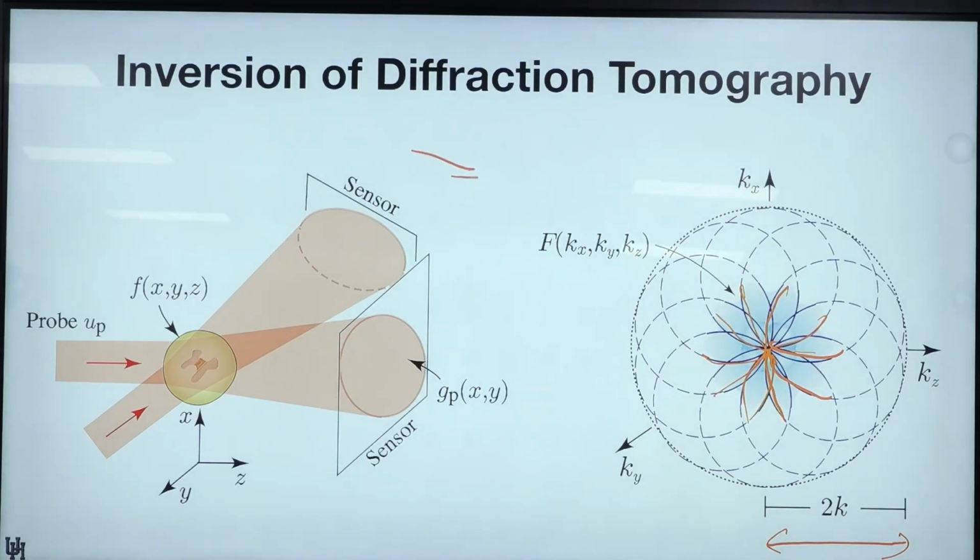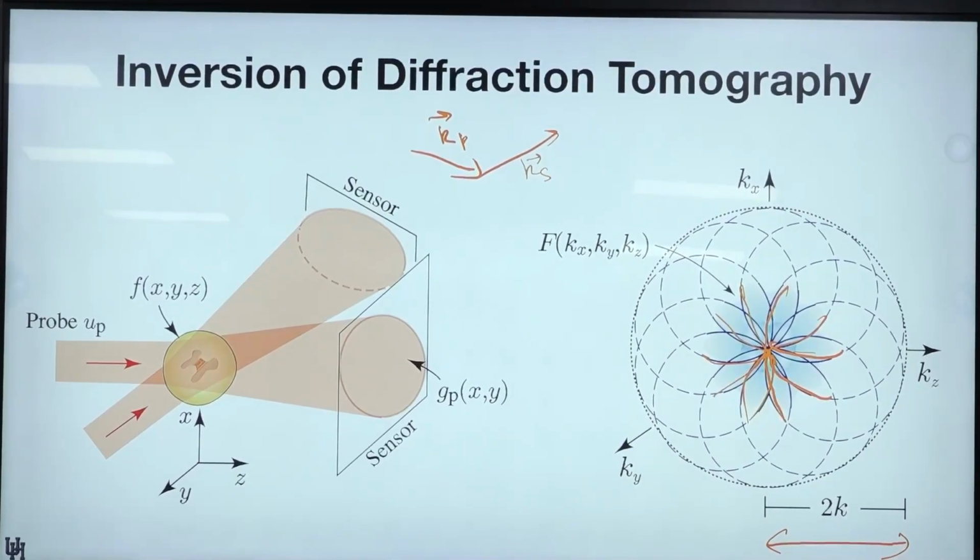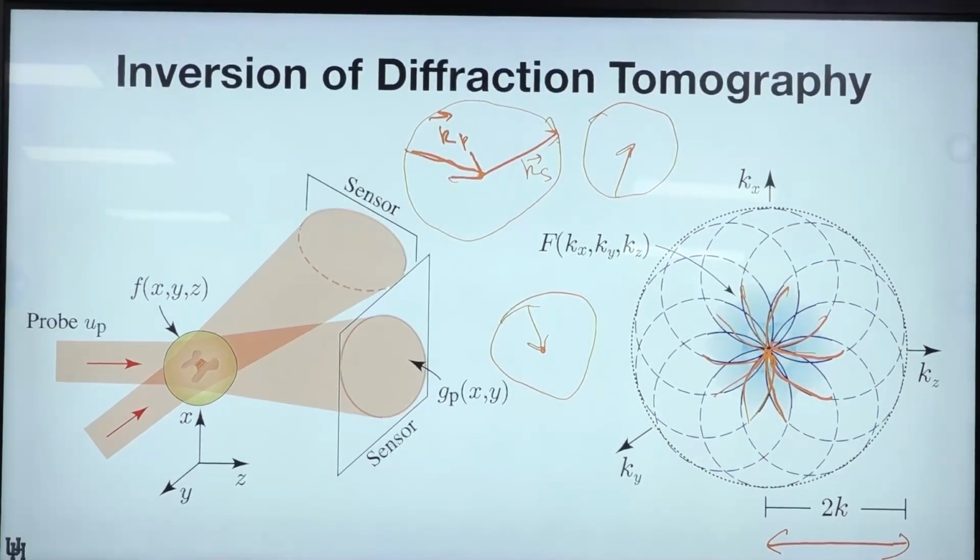So you have a direction vector K coming in, like KP, and then you have a direction vector KS going out. If you add the two vectors, one way to think about these spheres is that for any KP, you can have one sphere of radius K, and for a different KP, you can have a sphere with the center here and radius K. So you put them all together.